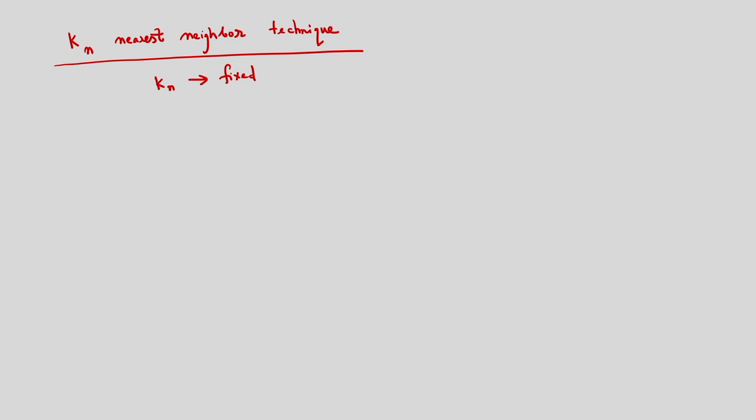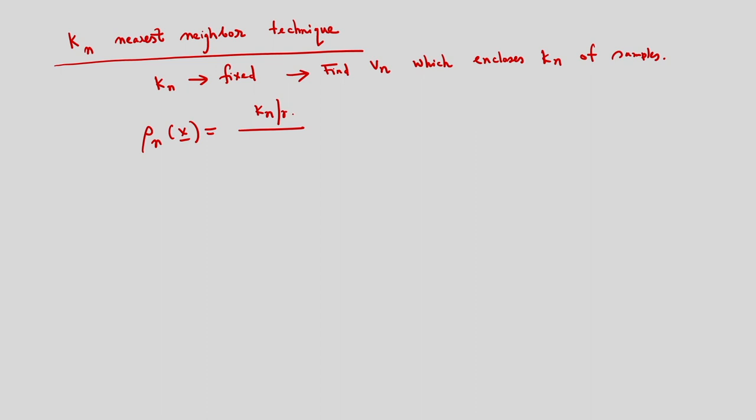That means what we have to determine is to find the volume Vn which encloses kn number of samples. So this kn is fixed, the number of samples is fixed, and we have to grow the region, we have to increase the region so that this volume encloses the kn number of samples. And based on this we can determine the density. So what is the estimate of the density? The nth estimate of the density is kn divided by n, divided by Vn.